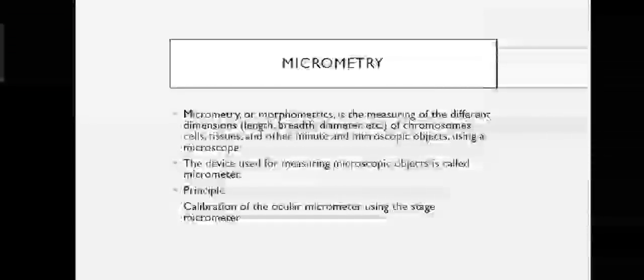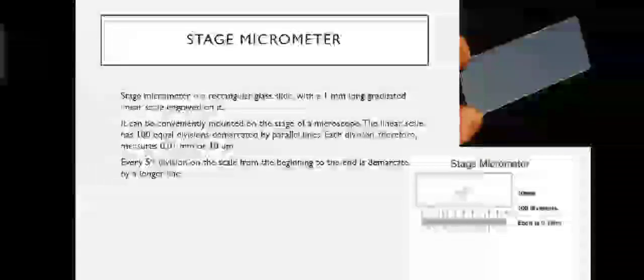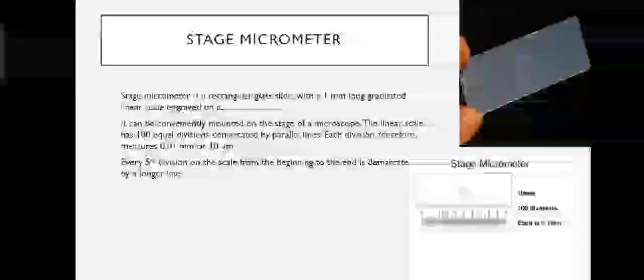since microorganisms, cells, and such minute objects are visible only under a microscope. A suitable scale for measuring them should be within the scale itself. The device used for measuring microscopic objects is called a micrometer. A micrometer consists of two components, namely stage micrometer or objective micrometer and ocular micrometer or eyepiece micrometer.